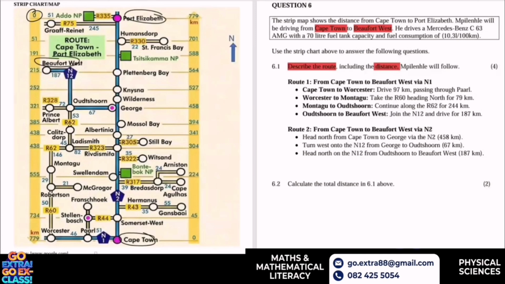The first route that I discovered starts here in Cape Town. As we can see, this is Cape Town here. This is the route from Cape Town to Bedford West via the N1. This is the first route that I've discovered. Therefore, that means you can go via this route here. I'm going to highlight it here on the side. This is the N1.